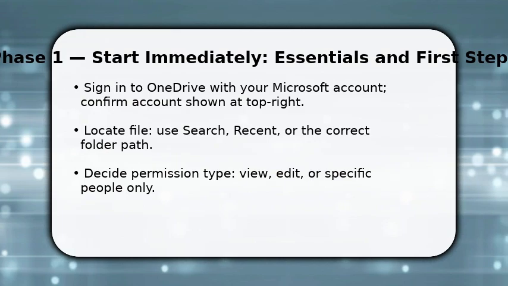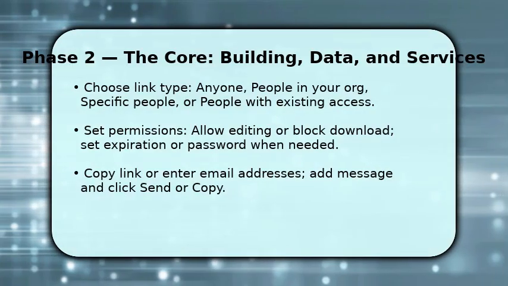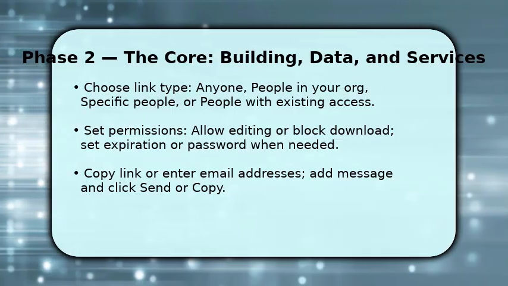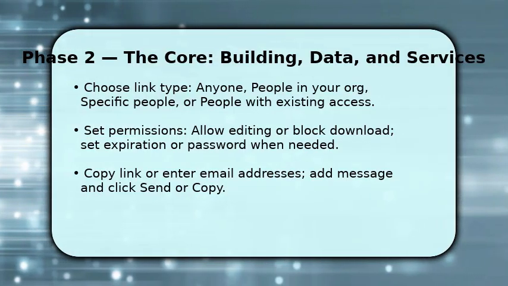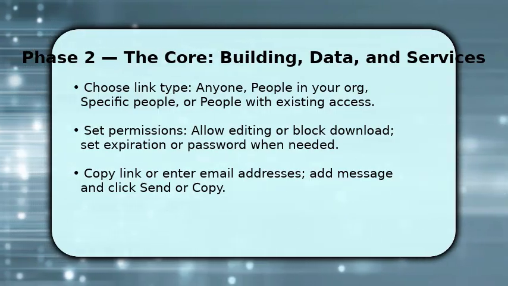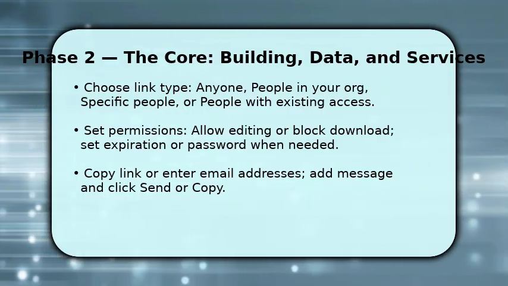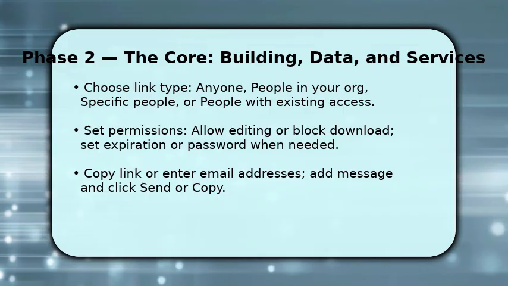Once you click Share, pick the link type to control scope. Anyone gives broad access, specific people restricts it to named recipients. Then set permissions, toggle Allow editing if collaborators should change the file, or block download when you want view-only security. If available, set an expiration date or password for extra control.